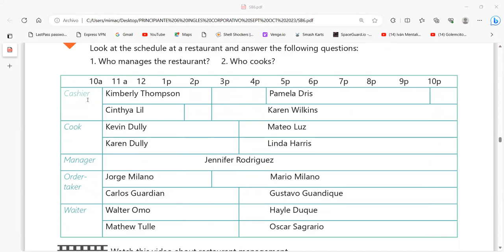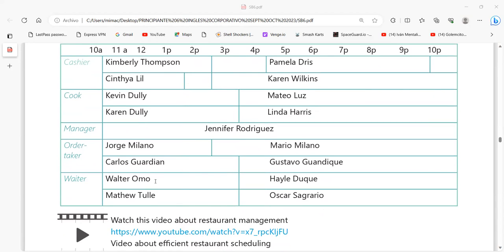We have a cashier is Kimberly Thompson and Pamela Dries. Also, we have as a cashier, Cynthia Lil and Karen Wilkins. Cook, Kevin Dolly, Karen Dolly, Matthew Luz, and Linda Harris. The manager, Jennifer Rodriguez. Order taker, Jorge Milano, Mario Milano, Carlos Guardian, Gustavo Guandique. And the waiter, Walter Omo, Haley Duque, Matthew Tull, and Oscar Sagrario.